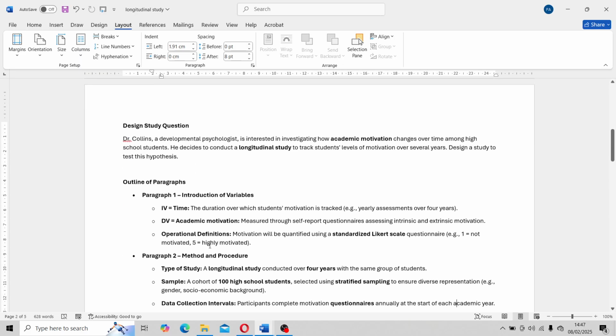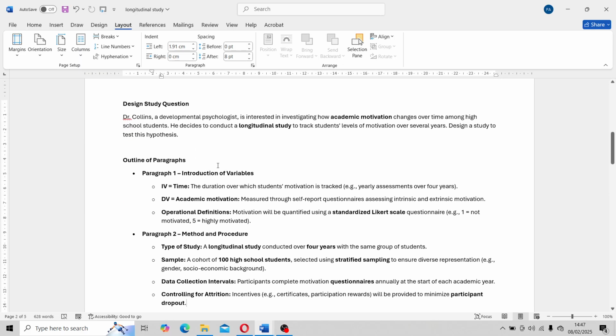Now, the first thing is that you have to outline your paragraphs. You have a space where you can outline whatever it is you want to discuss. Now, outline your paragraph. Paragraph one, introduction of variables. Now, time: the duration over which student motivation is tracked.